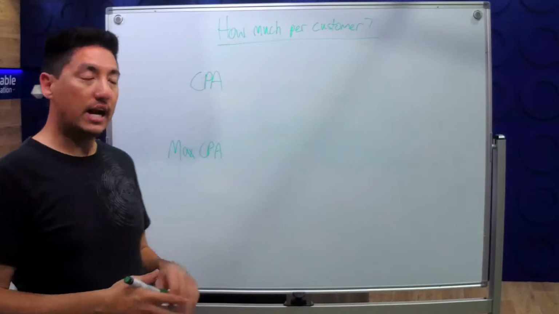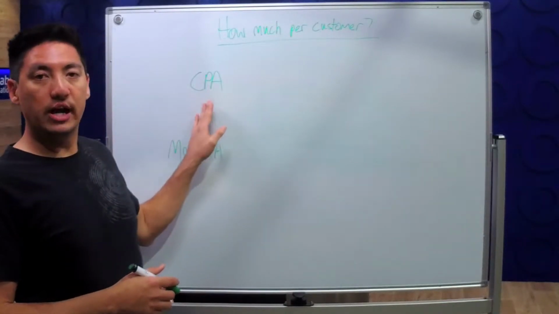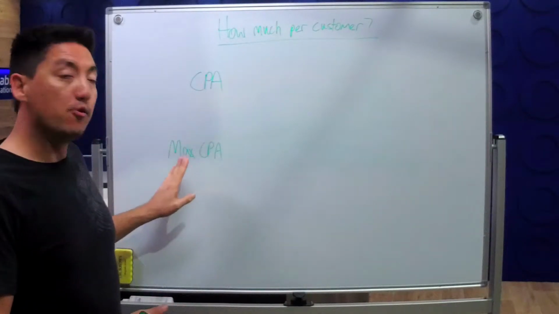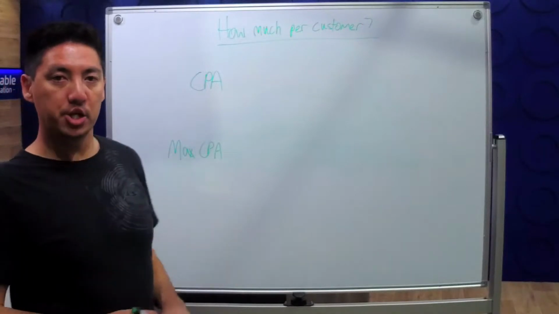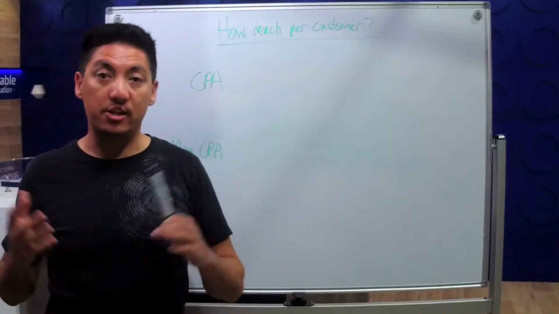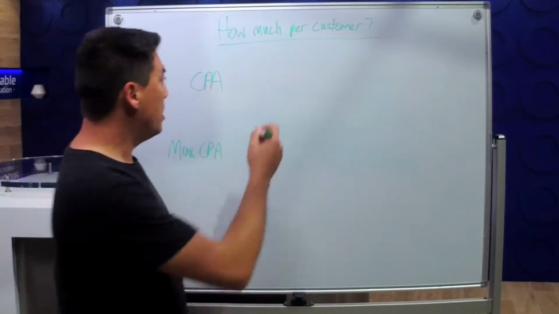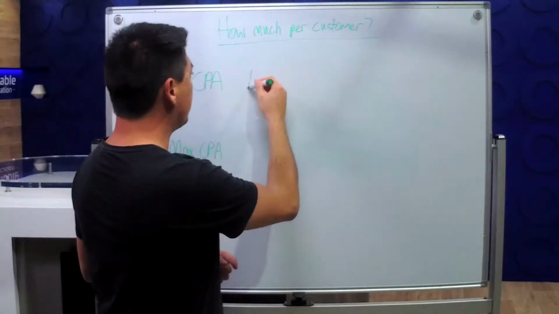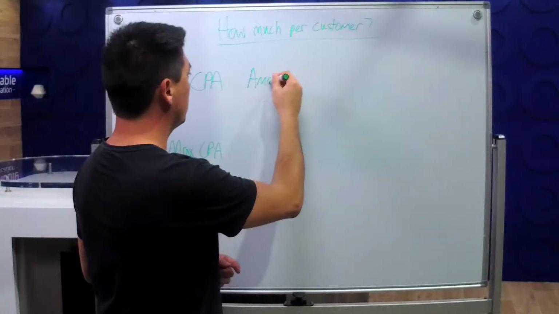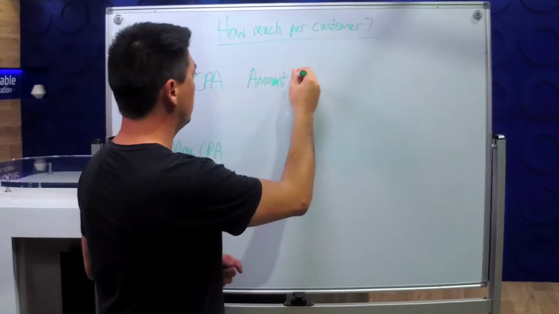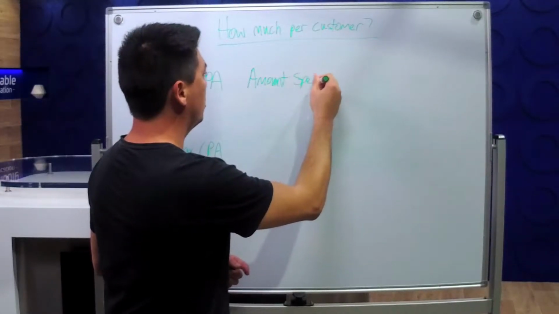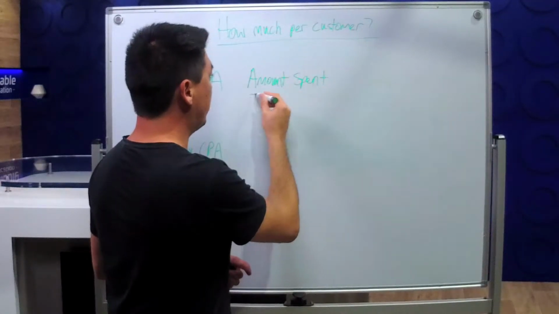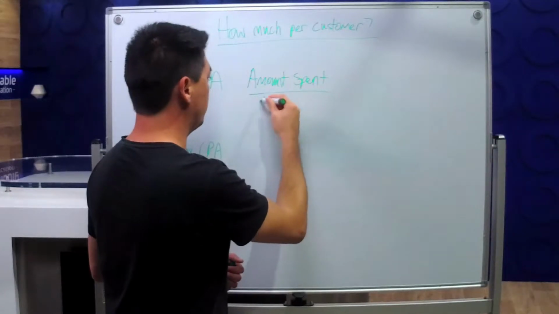So what we're going to work out is how much it's costing you to acquire a new customer or a new sale, and what is your maximum allowable cost per acquisition. So cost per acquisition is a simple calculation which is simply the amount spent divided by number of customers.